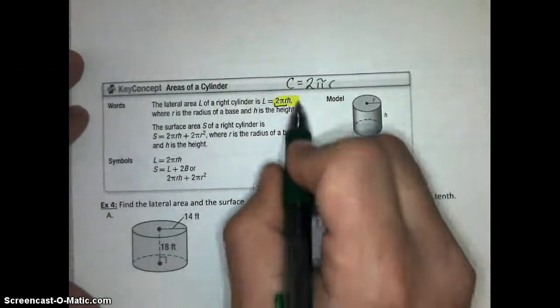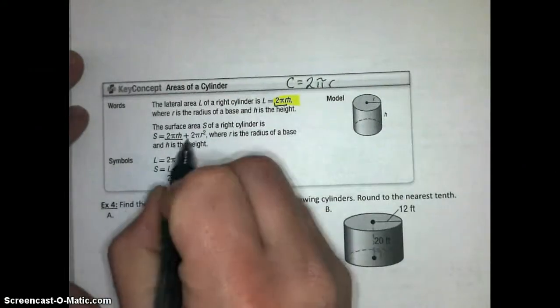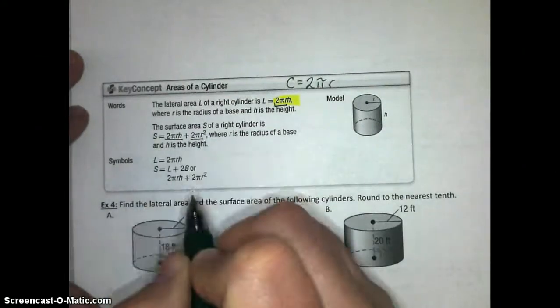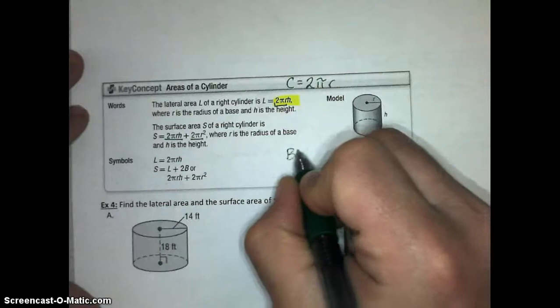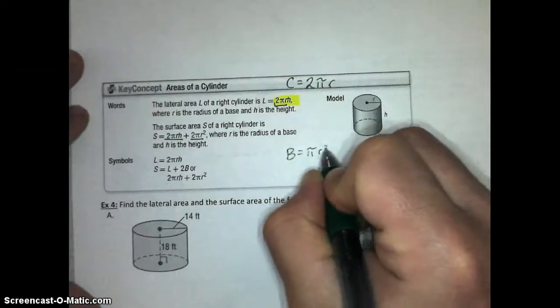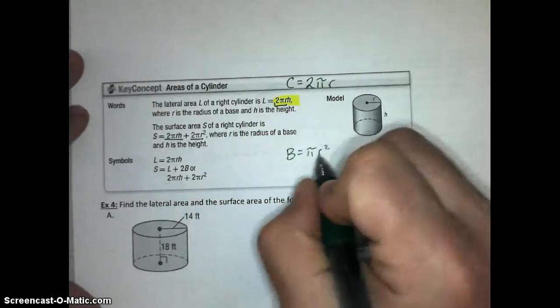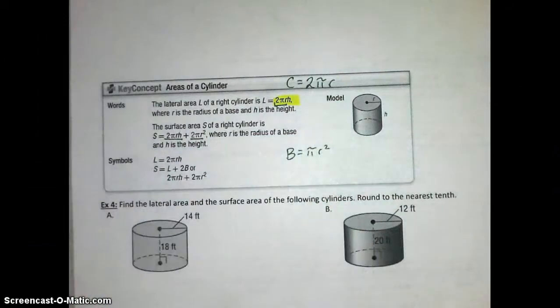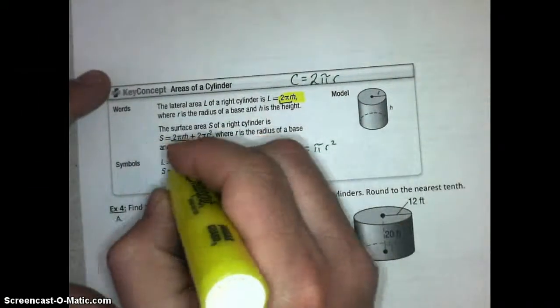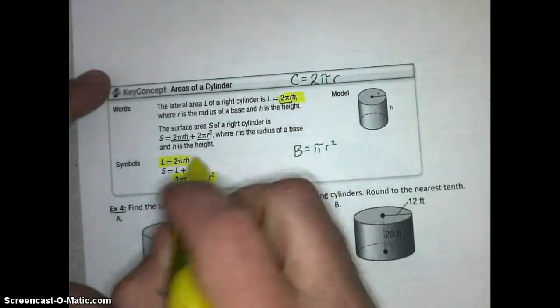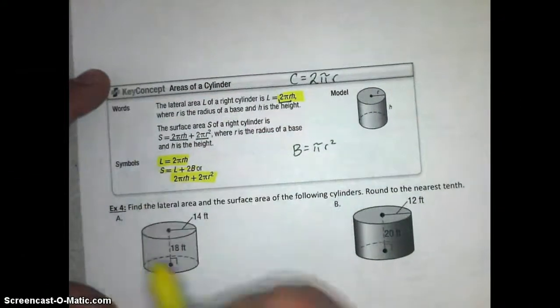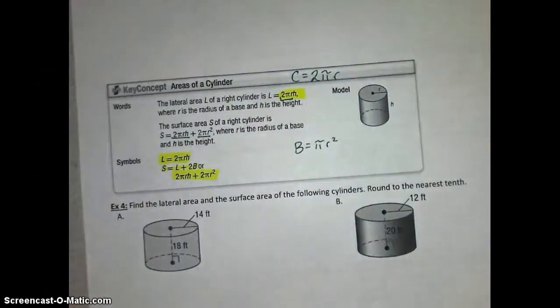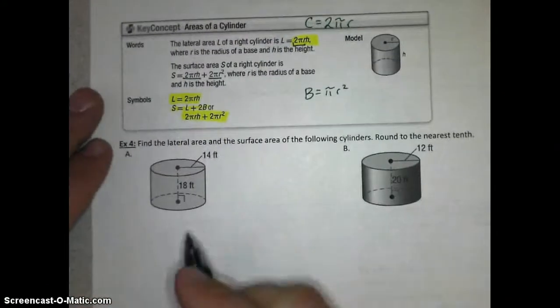To do surface area, we simply take that lateral area and we add 2 base areas. Remember, base area of a circle is pi r squared. When the base is a circle, the area is pi r squared. So we're going to add 2 pi r squared to that. So we can use these formulas as long as you understand they're still pretty much the same idea as our surface area formula for prisms.